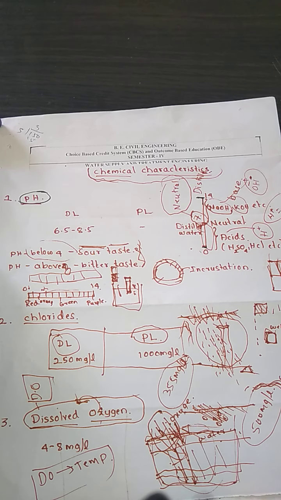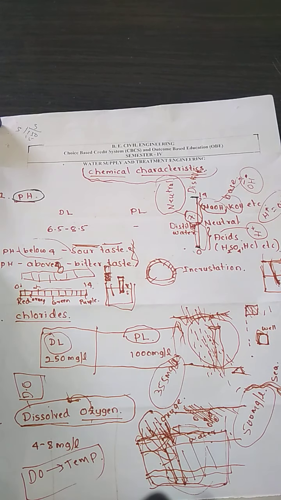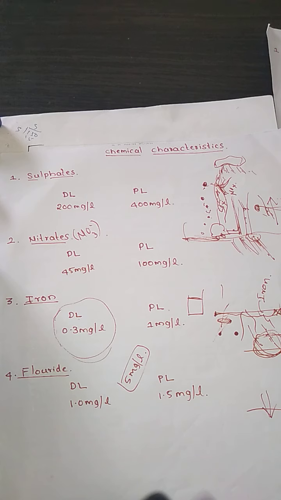Then dissolved oxygen, it is nothing but the oxygen present in water in the dissolved form. The limit for DO is 4 to 8 mg per liter. The importance of all these things I have told; if you want all in detail, you can refer to my previous videos. Then next is sulfate. Regarding sulfate, the desirable limit is 200 and the permissible limit is 400 mg per liter.